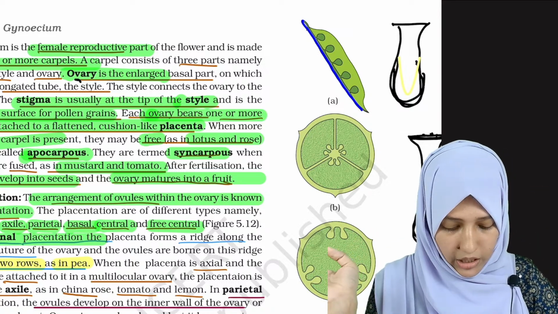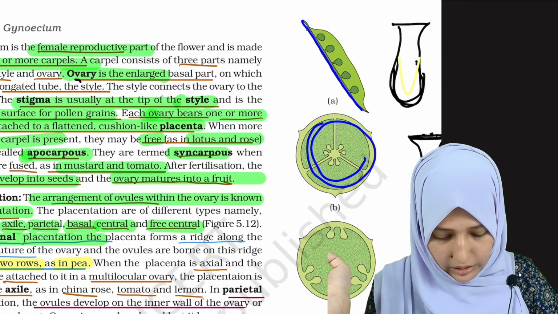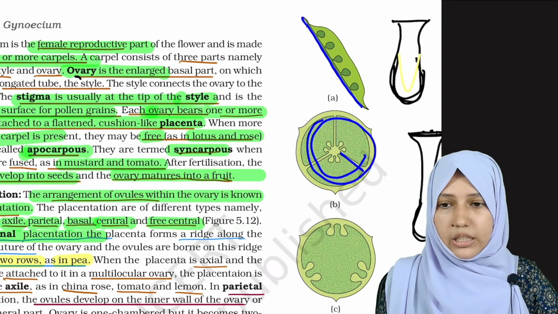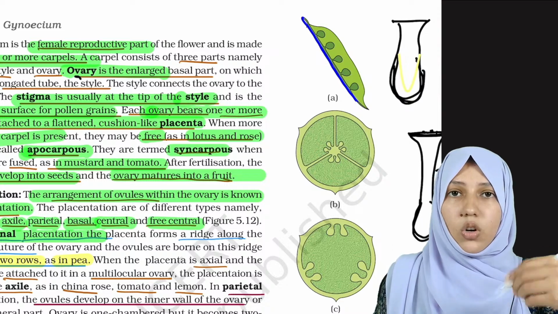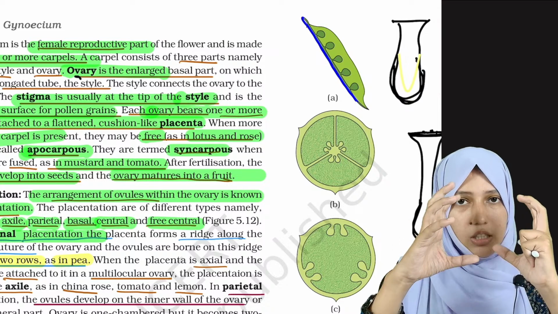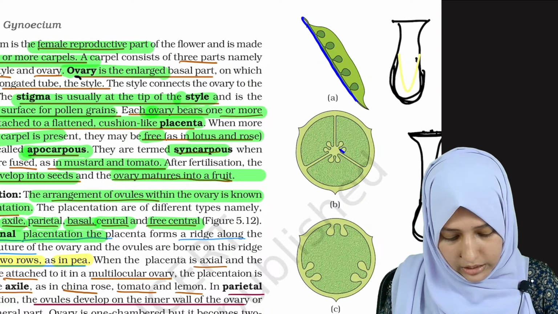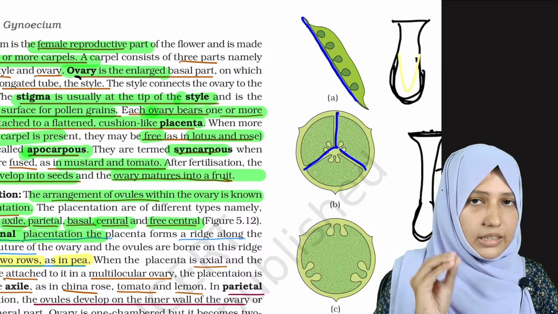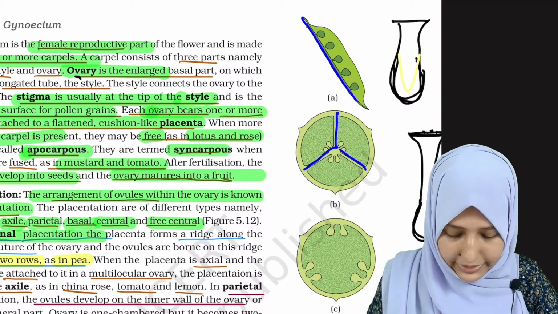different parts. Okay, so here you see it's if it is just one and it is not segmented, this is the septa. If there is no septa, then this ovary can be called unilocular because there is only one chamber. Since it is divided into three chambers, it is known as multilocular. So axial placentation is present in multilocular ovaries.